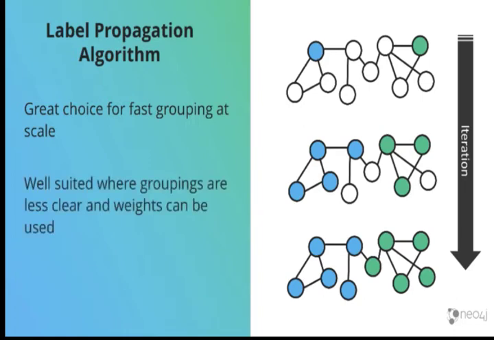Label propagation is quite well suited for groups that are less clear, where we have less information, and in particular, where we can use weights or seed data to help determine which community a node may be placed in. If we add weights to relationships, as we've done there at the top, we can see how that may actually change groupings. So there's a lot we can do with weights and seeds to help our algorithm learn.